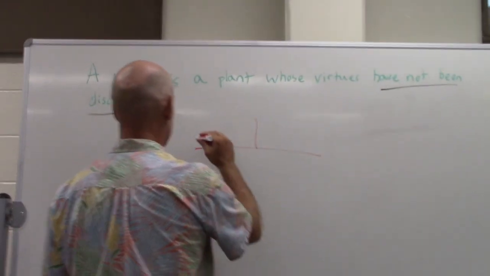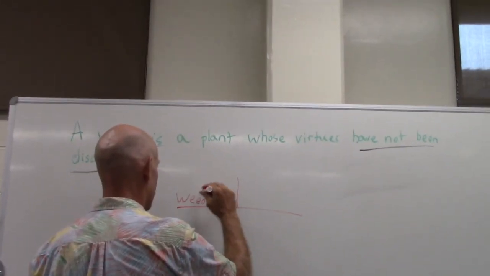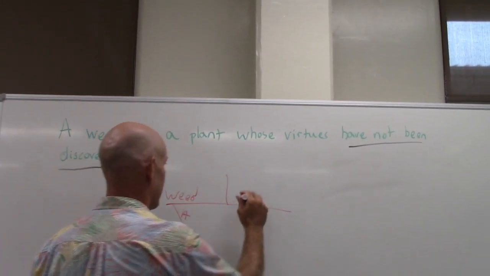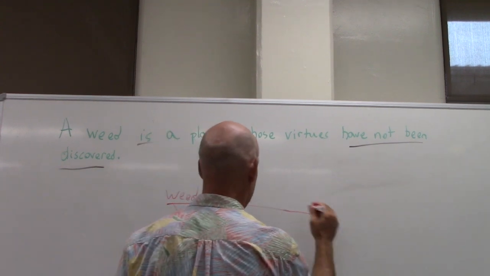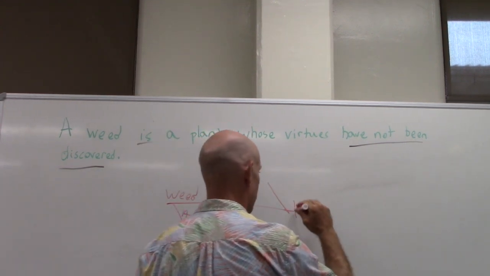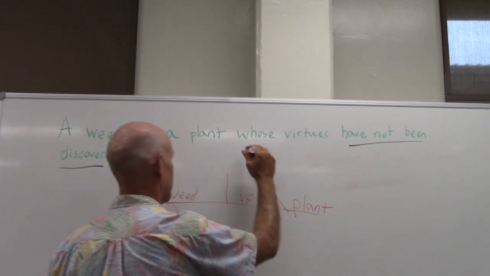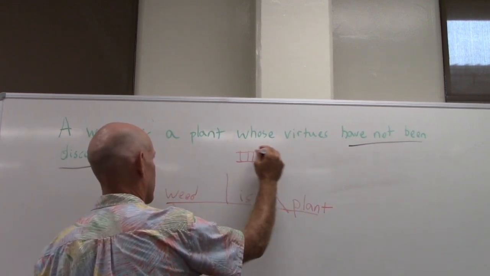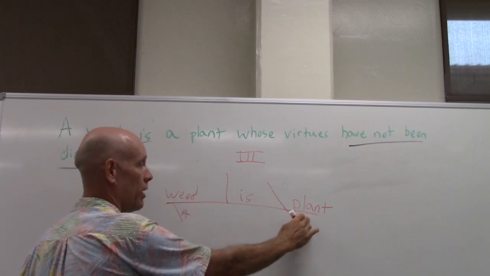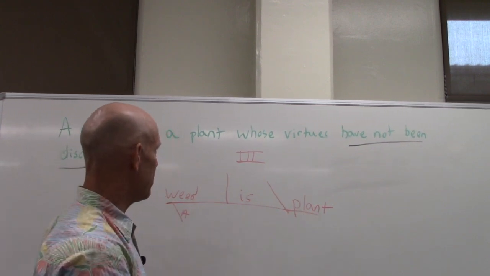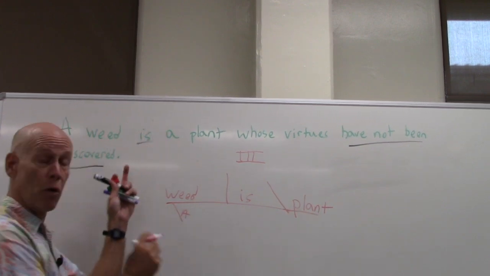What's my subject? It is weed. And what is the weed, buddy? It is a plant. And that's a pattern. Yep, so now phrase 1. Nominal subject, complement, be verb, right? This is a case where, well, how do we know?